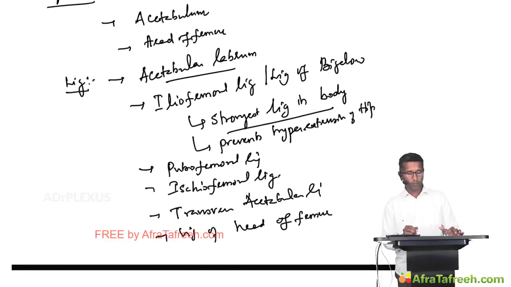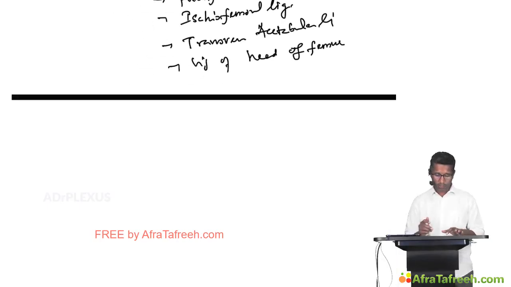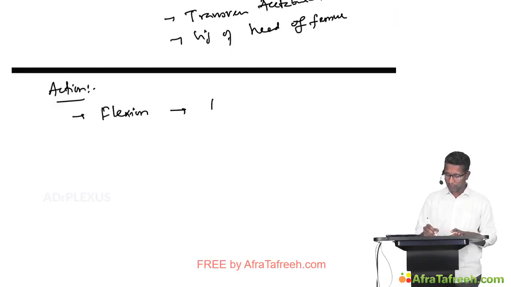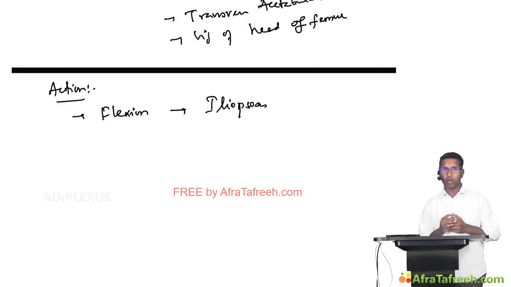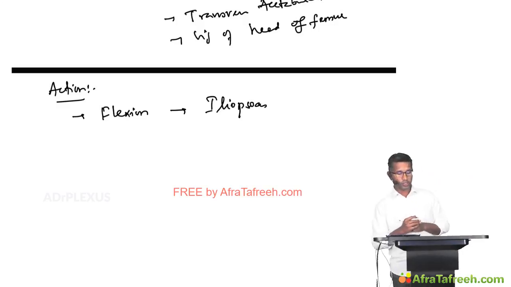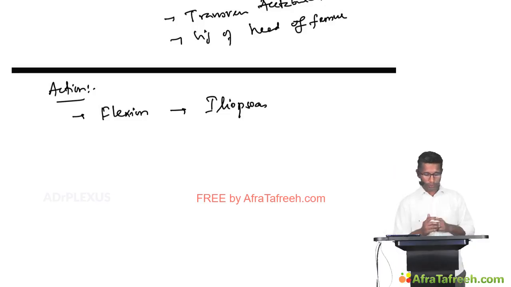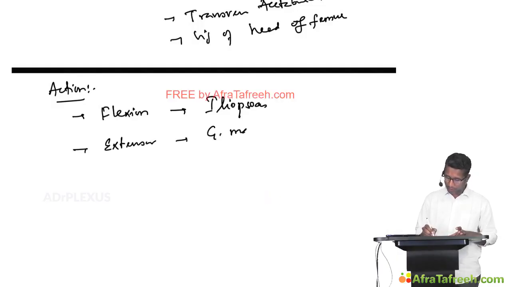The hip joint, as you all know, is a multi-axial joint, so multiple movements take place. The movements of the hip joint are: one is flexion. Again, I am writing only the important muscles. The flexor of the hip joint is iliopsoas, very important. It is a strong flexor of the hip joint. So if you are going to flex your hip, it is due to iliopsoas. The extensor of the hip joint is the gluteus maximus.